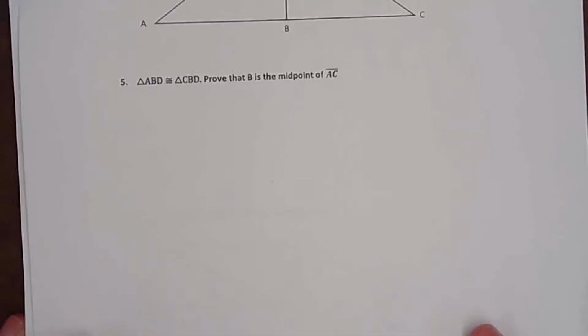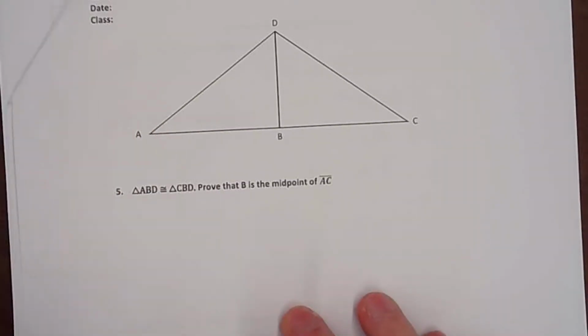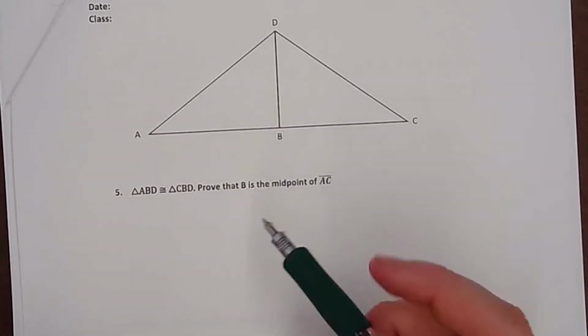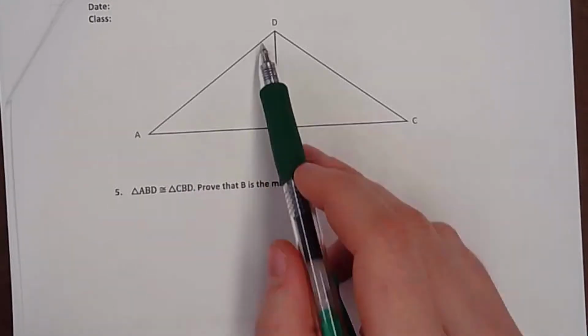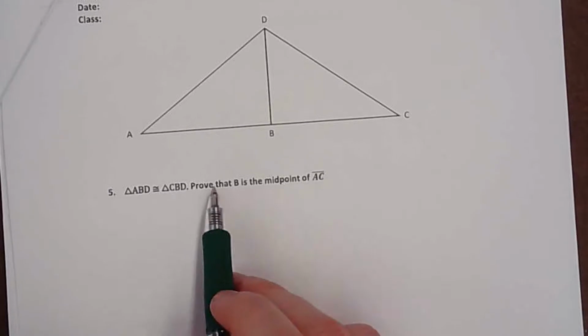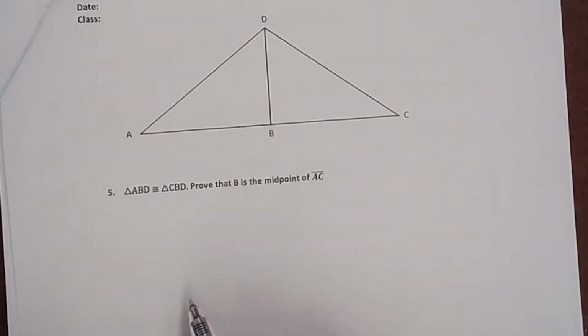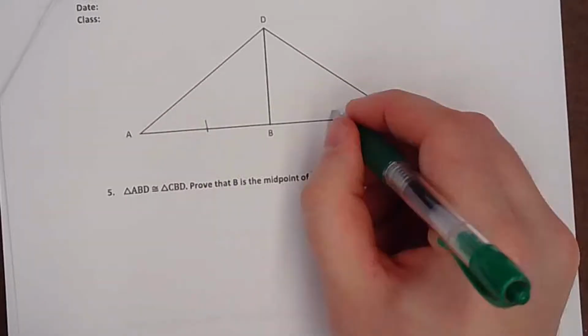Turn the page. Let's talk about this triangle. So ABD is congruent to CBD. So they tell us that this triangle over here is congruent to the triangle on the right. So prove that B is the midpoint of AC. So how do we know B is equally dividing these two, right?